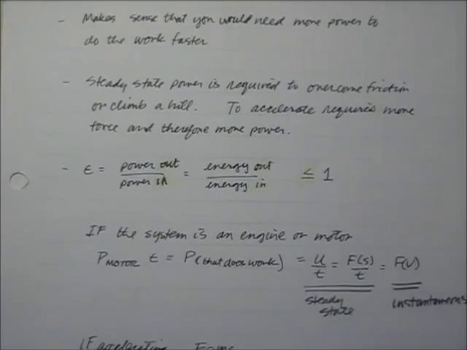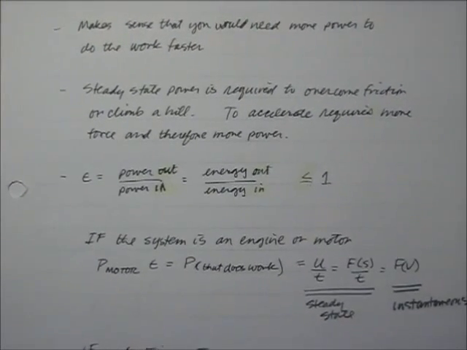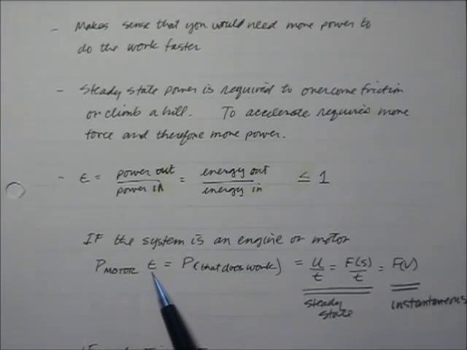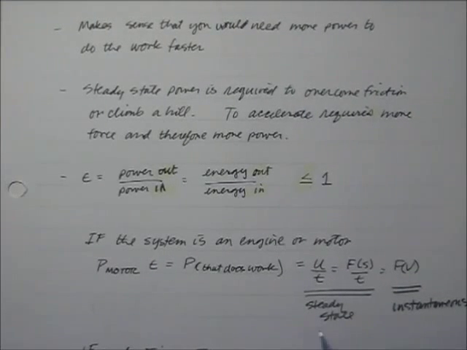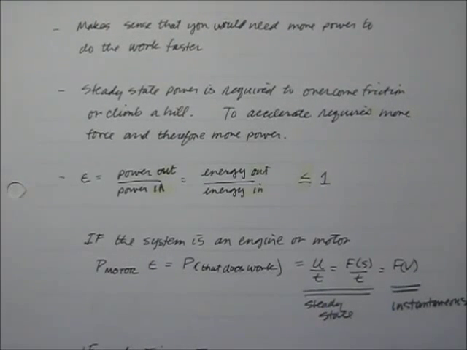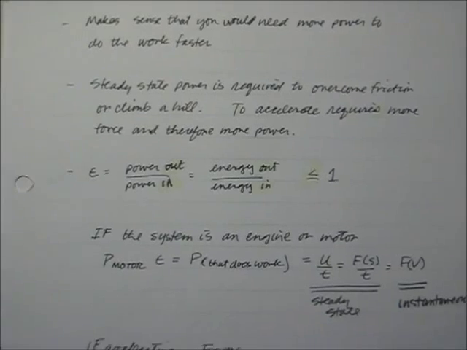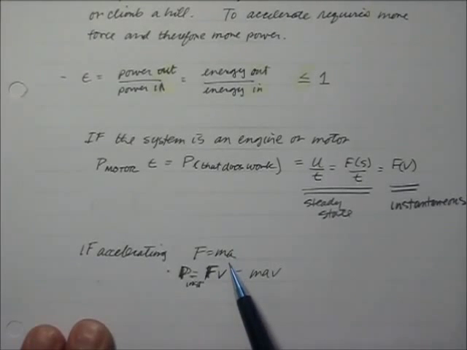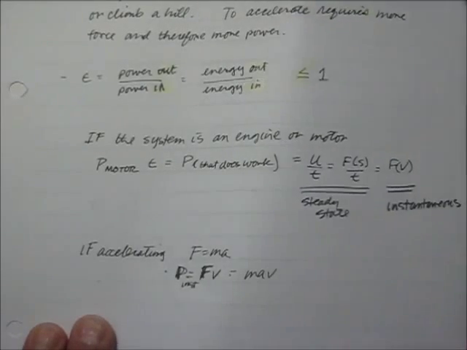All right, if the system is an engine or a motor, what we'll look for is whatever is required from the engine times its efficiency, and that's the power that does the work. And so then I've just restated my equations from before. Now if something is accelerating, the force required is mass times acceleration, as we know, and the power is going to be force times velocity, which is the mass times acceleration times velocity, and we'll find that useful in a coming example.